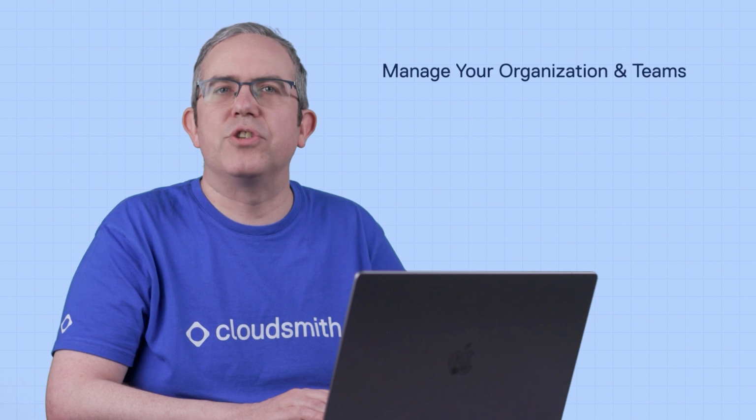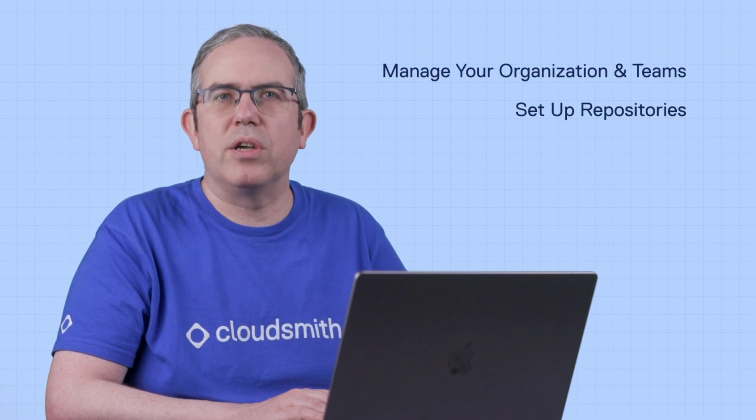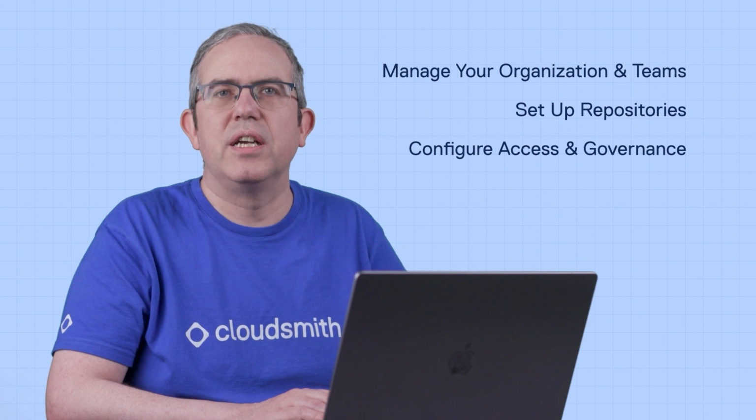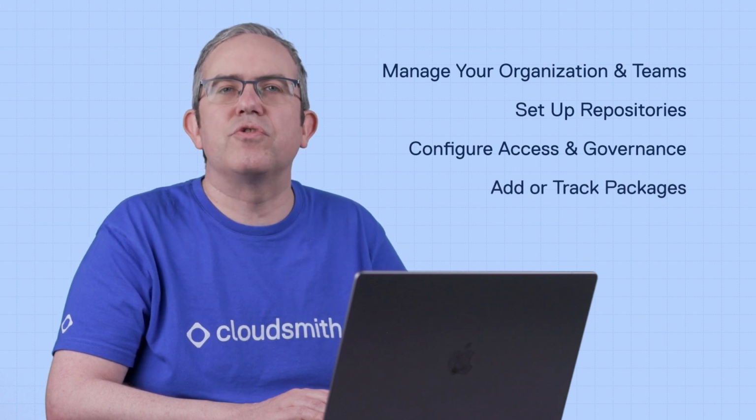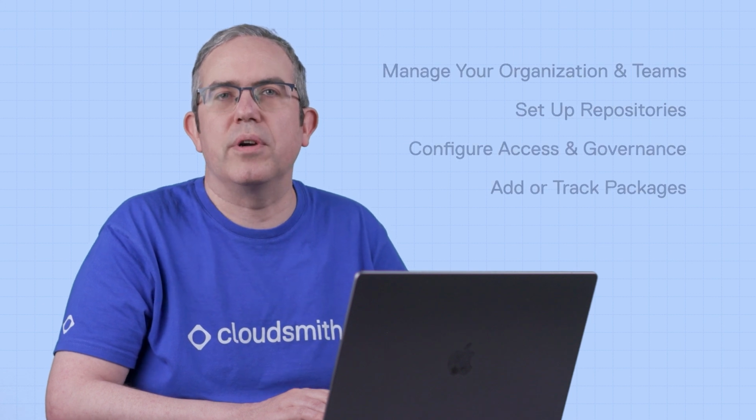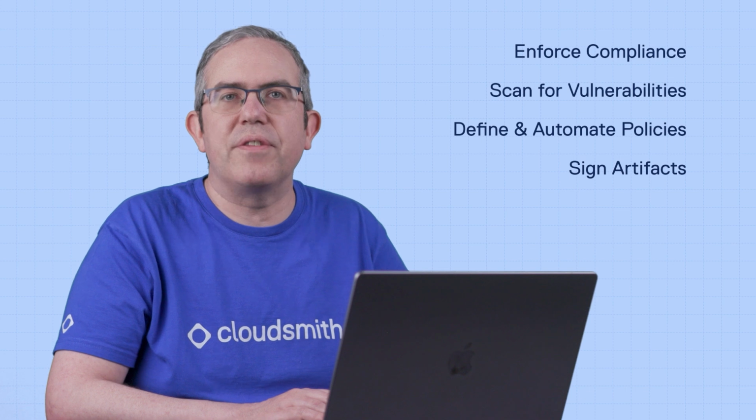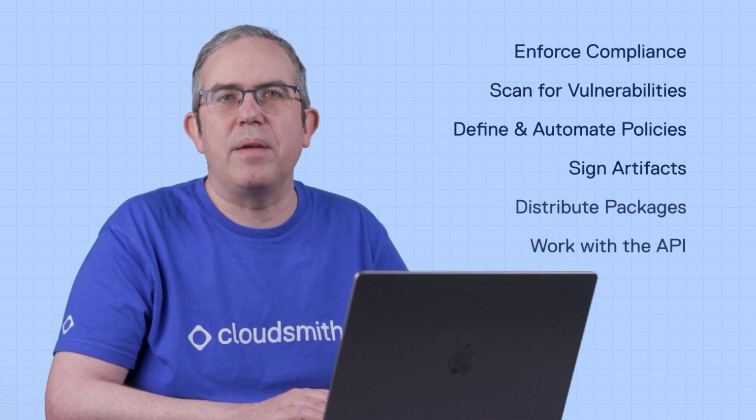I'm going to demonstrate how Cloudsmith works. You'll see how to manage your organization and teams, set up repositories, configure access and governance, and add or track packages, including those from third-party sources such as open source software. We'll also cover how to enforce compliance, scan for vulnerabilities, define and automate policies, sign artifacts, distribute packages, and work with the API. This is a quick, practical overview to help you understand how Cloudsmith supports real development work, from securing builds to distributing software globally. Now let's get started with the demo.